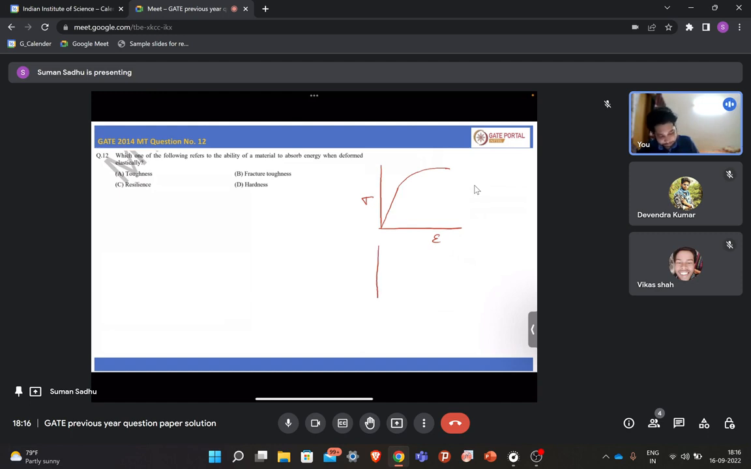If the material is not ductile, let's say a ceramic, how will it look? It will have only the elastic limit and then it will fracture. But a ductile material will first deform elastically, then start deforming plastically, and then fracture. Now, from this stress strain curve, can you show me which area will be the resilience, or how we can determine the resilience?